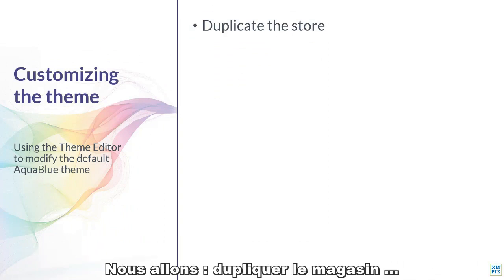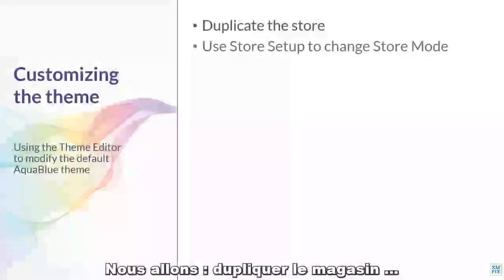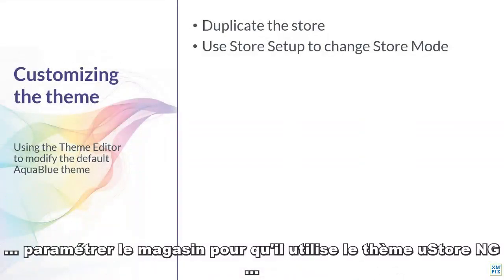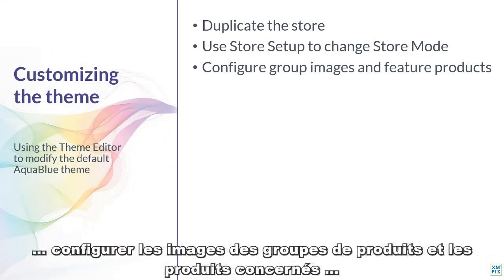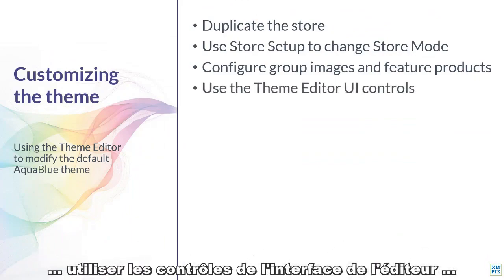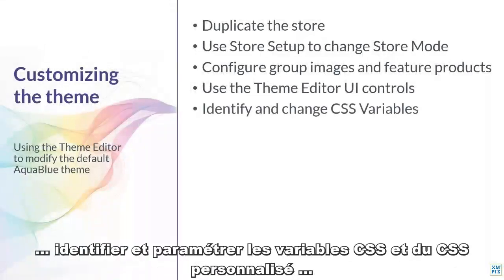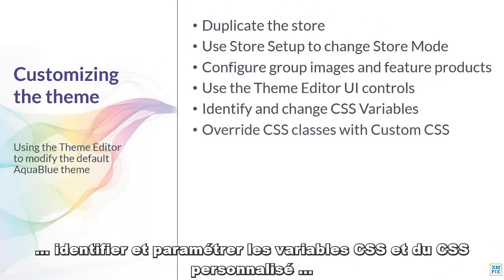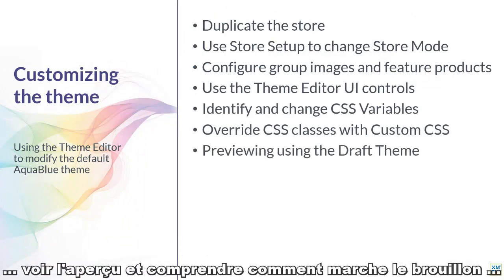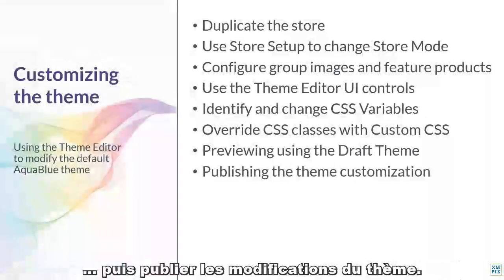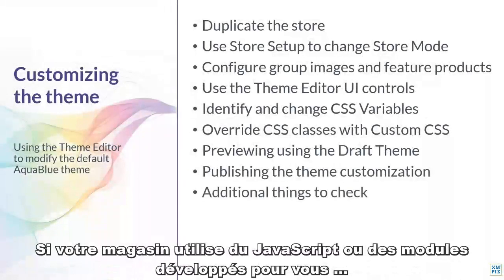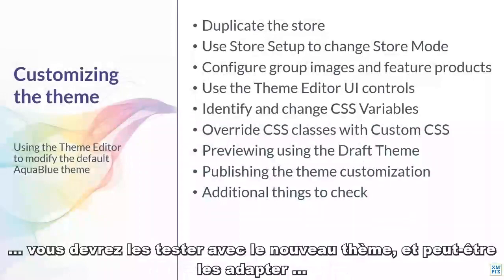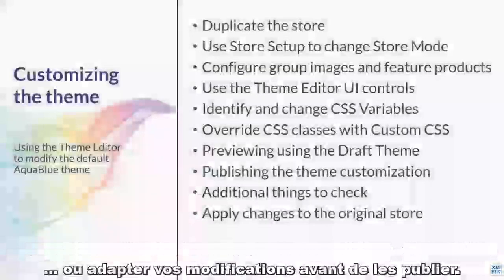The steps we will take include duplicating the store, setting the store to use the new uStore NG theme, configuring group images and feature products, using the theme editor UI controls, identifying and setting CSS variables and custom CSS, previewing and understanding how the draft works, and publishing the theme customizations. In addition, if your store uses custom JavaScript or plugins developed by XMPie Professional Services, you will need to test them with the new theme and possibly make changes or updates to the customizations before publishing.